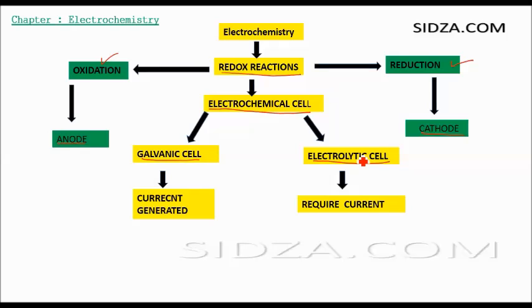In any redox reaction, we know there is oxidation and reduction going on. So one substance will act as an anode, another will act as cathode. So the whole chapter here is about the two cells, the galvanic cells and the electrolytic cells. Hope you got the concept.